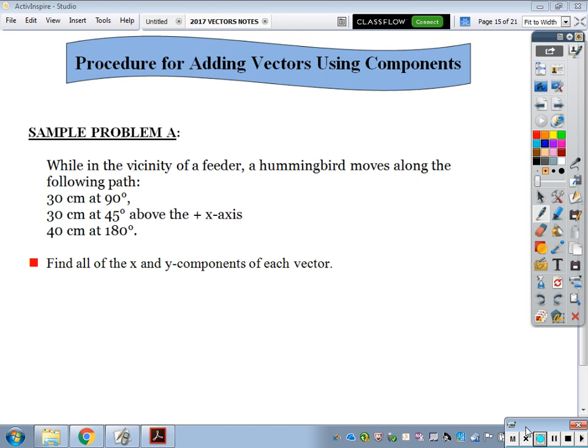So let's just take a quick read of our sample problem here. While in the vicinity of a feeder, a hummingbird moves along the following path. So we have 3 displacement vectors. Our first one is 30 centimeters at 90 degrees, then 30 centimeters at 45 degrees above the positive x-axis, and 40 centimeters at 180 degrees. And you will notice this problem is already a contradiction to one thing that I've told you, just because not everything always follows the rules.